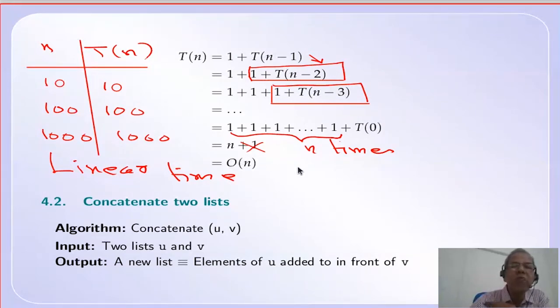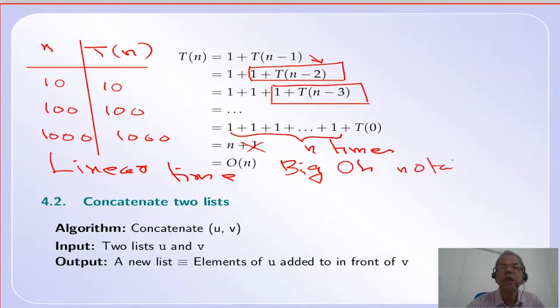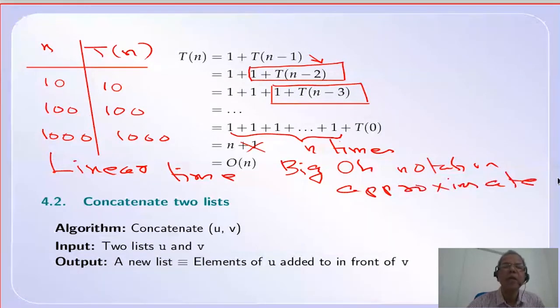This notation is called big O notation. More on this maybe in the next two classes. Let's say I am crudely approximating. Instead of saying n plus 1, I say it is big O of n.